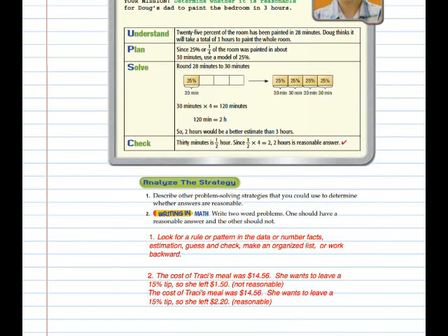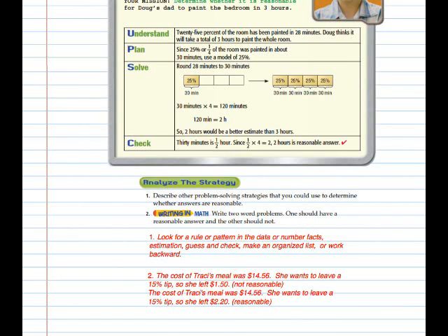Describe other problem-solving strategies that you could use to determine whether the answer is reasonable. Some that we've explored are look for a rule or pattern in the data, number facts, estimate, guess and check, make an organized list, or work backwards. Write 2 word problems. One should have a reasonable answer and the other should not.